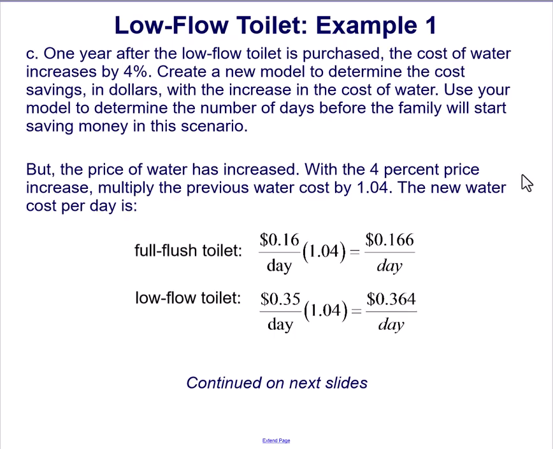So starting right here, since the price of the water has increased with the 4% price increase, we're going to multiply the previous water cost by 1.04. And that gives us a new water cost as follows. The full flush toilet, which was 16 cents per day, multiplying that by 1.04 gives us a new cost of $0.166 per day. Now for the low flow toilet, that was 35 cents a day. Multiplying that by 1.04 to calculate the 4% price increase gives us a new price of $0.364 per day.